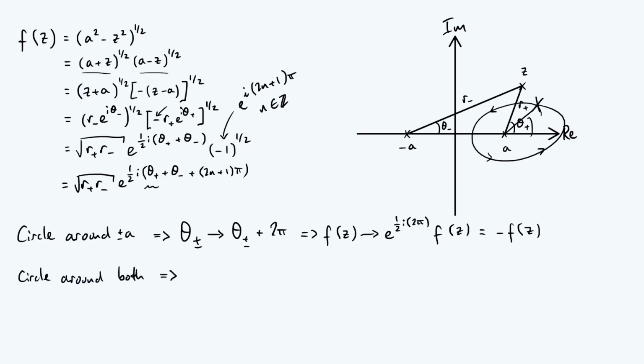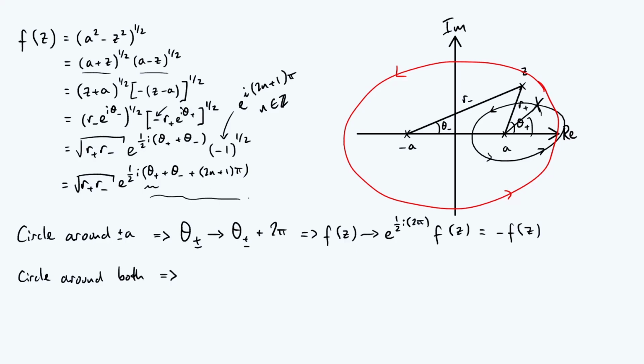The next thing that's interesting to consider is what happens if you circle around both points in one big loop. So for example, maybe you start up here and you go all the way around A and minus A like that and come back to where you started. So in this case, you're basically adding 2 pi to both theta plus and theta minus.